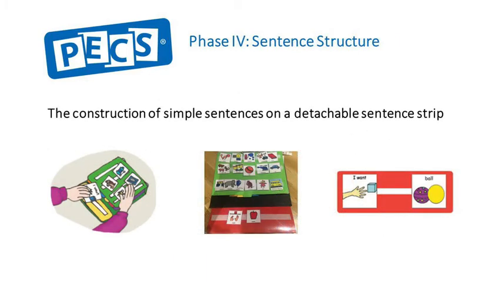Phase 4, Sentence Structure. This is where the child learns to construct simple sentences on a detachable sentence strip using an I want picture followed by the picture of the item being requested. They may need to go back to being physically prompted at first to get used to putting the picture on the sentence strip to exchange.